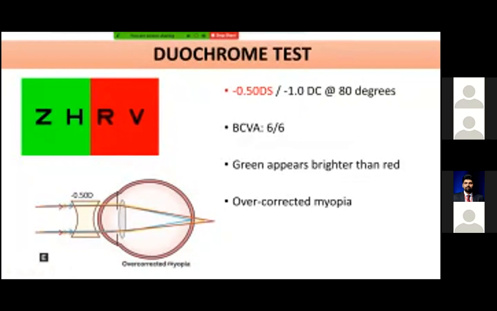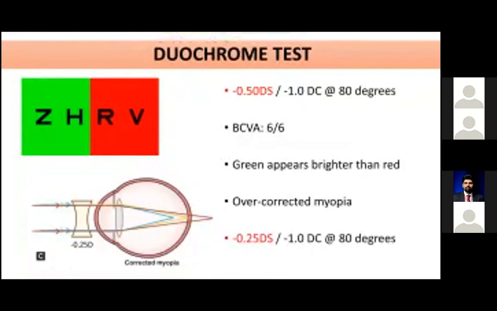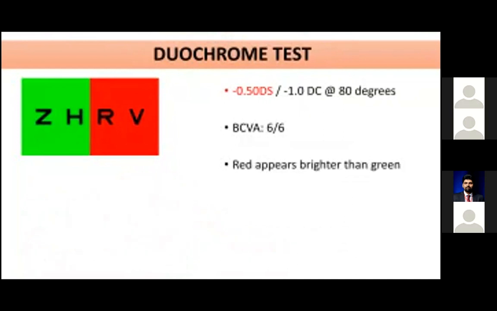So what we do is change it from -0.5 to -0.25. And when we change it to -0.25, now the yellow is focusing on the retina. So that means now we have adequately corrected the myopia. We have to always make sure that the letters look equal, and green should never be brighter than the red. In this last example, we can see that the red is brighter than the green.